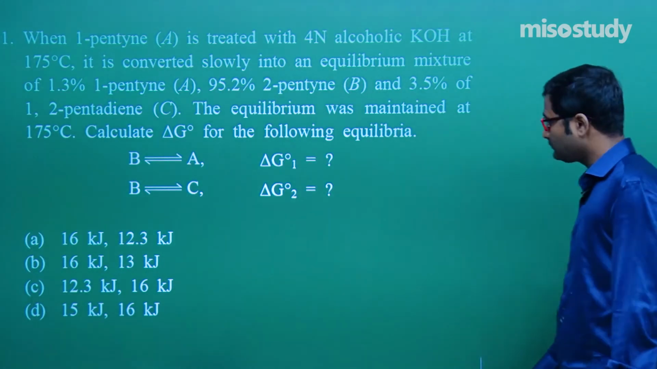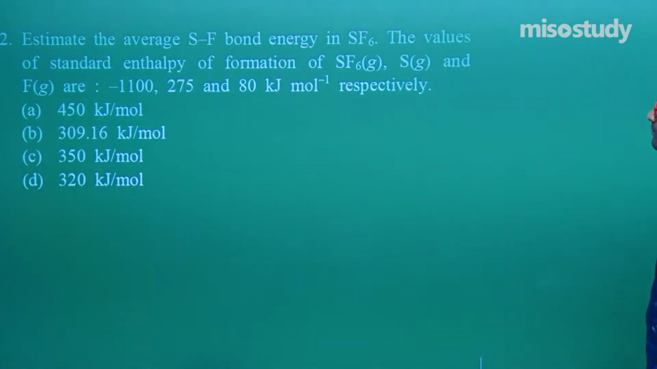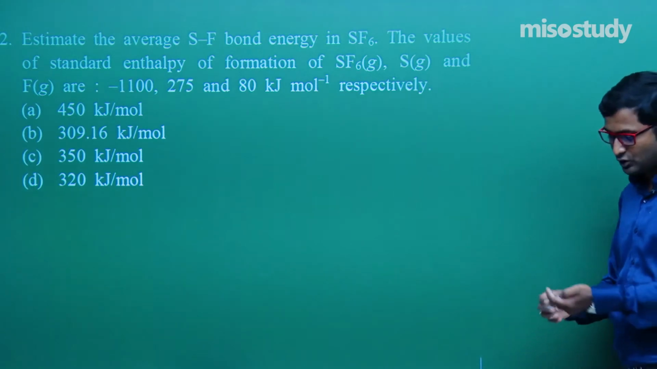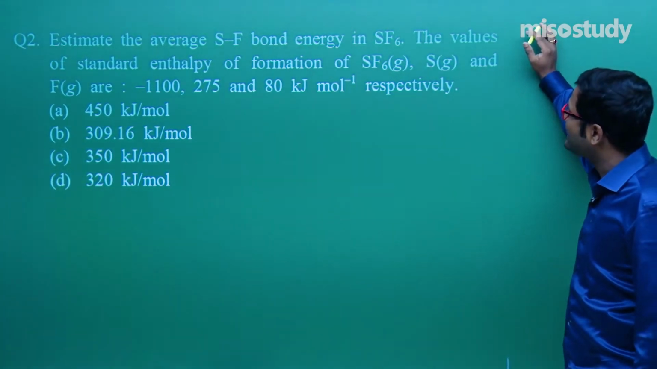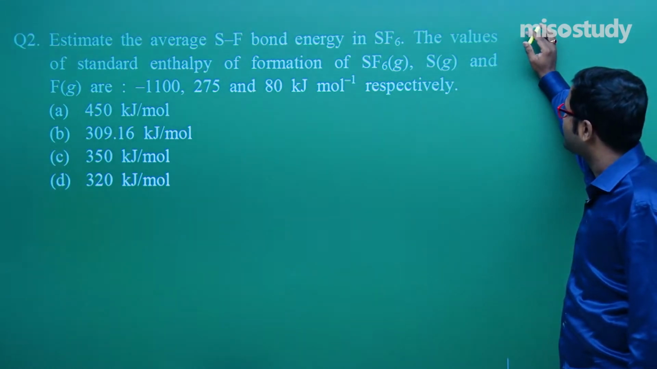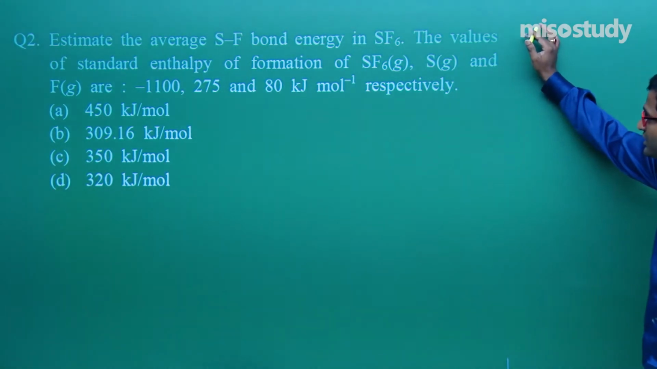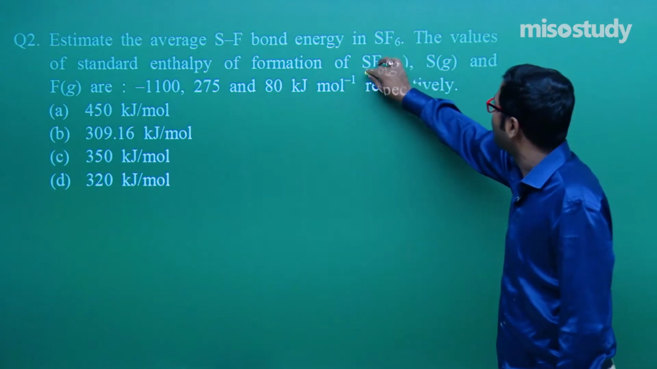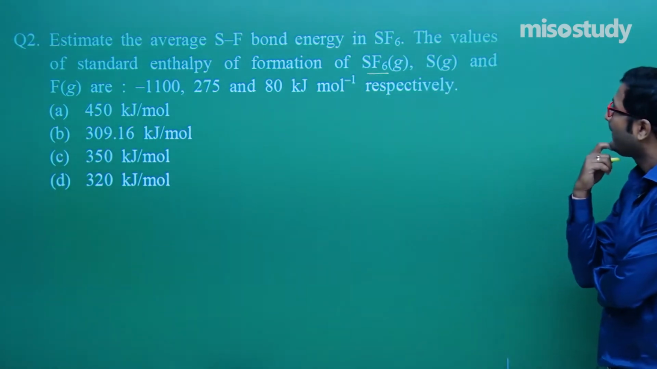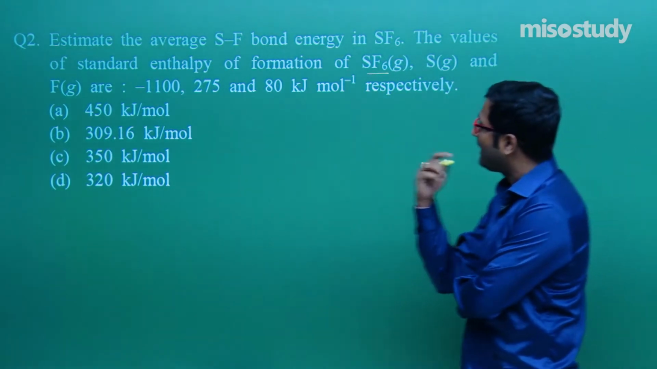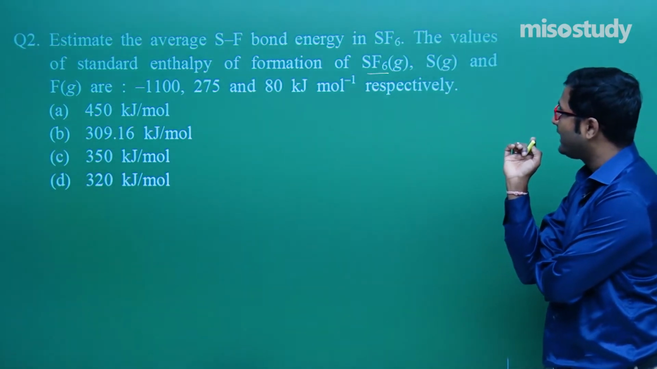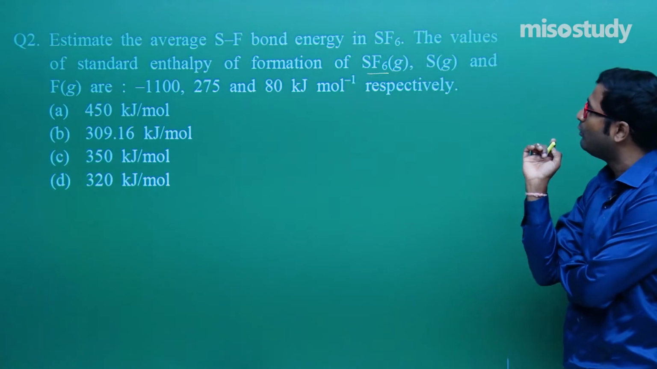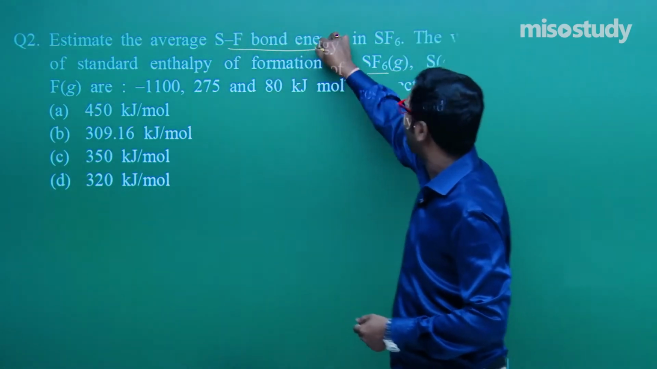Now let's move to question number 2. Read the question carefully, I am giving you a few seconds. Estimate the average S-F bond energy in SF6. The standard enthalpy of formation of SF6, S and F are minus 1100, 275 and 80 kilojoule per mole. What to find? Average bond energy.